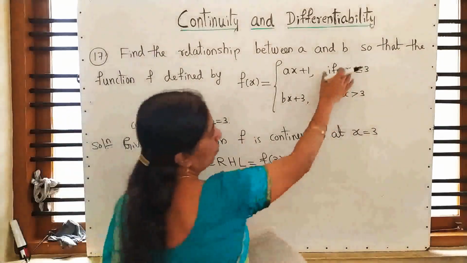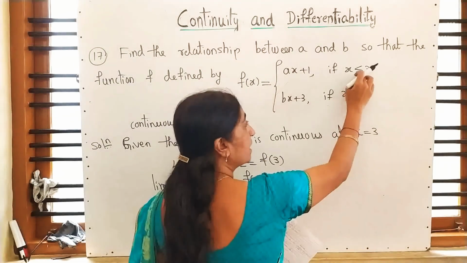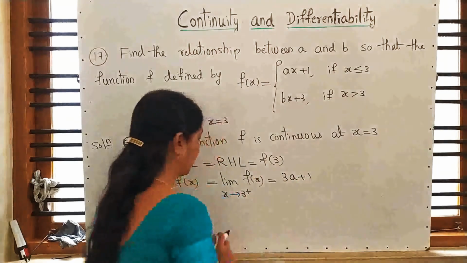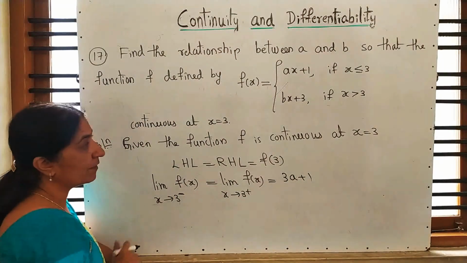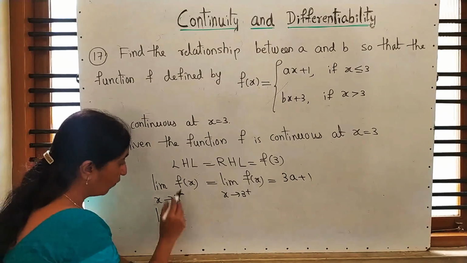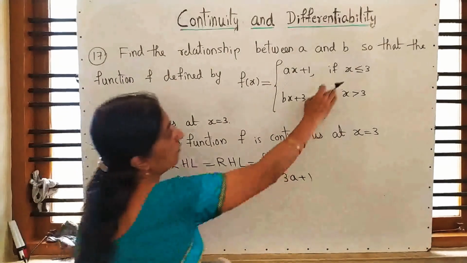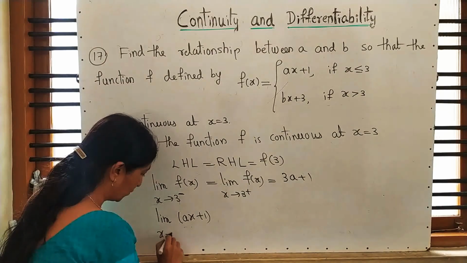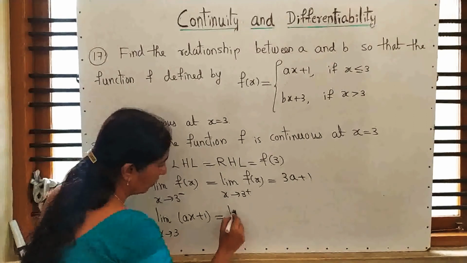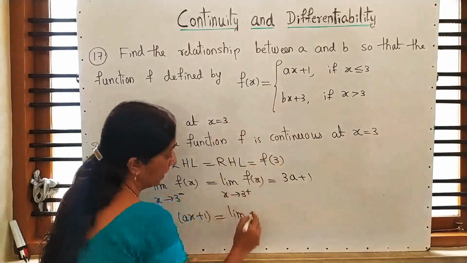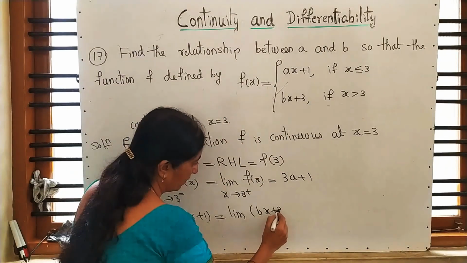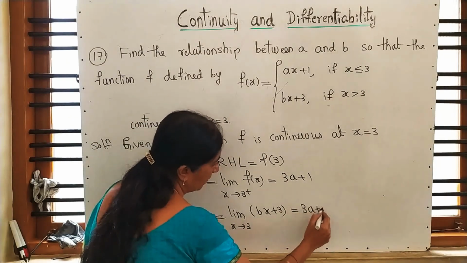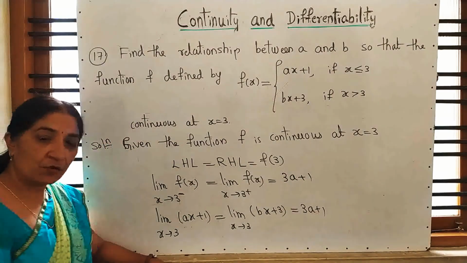f of 3 means, out of these two expressions, where it is the equal sign here, that means in place of x we have to write 3. 3a plus 1. Now write down what is the left hand limit. Limit f of x, which function are you selecting? Here we are selecting the first one, ax plus 1 as x tends to 3, is equal to limit, we have to select the function which is greater than, bx plus 3 as x tends to 3, is equal to 3a plus 1. Till here you understood or what?